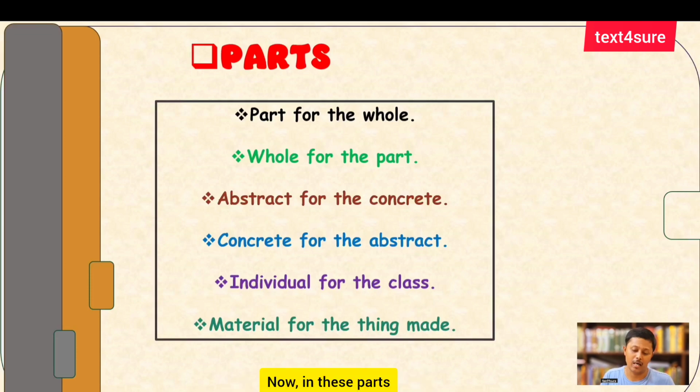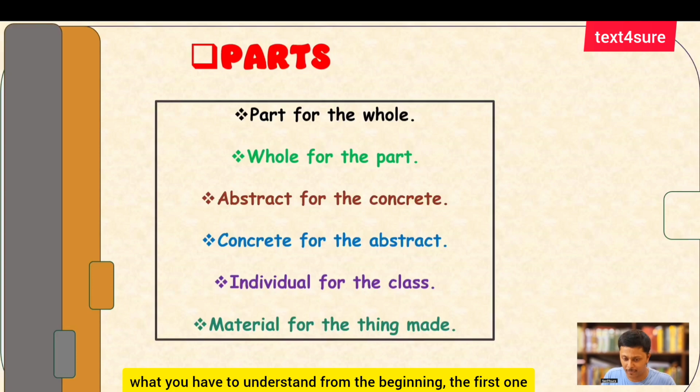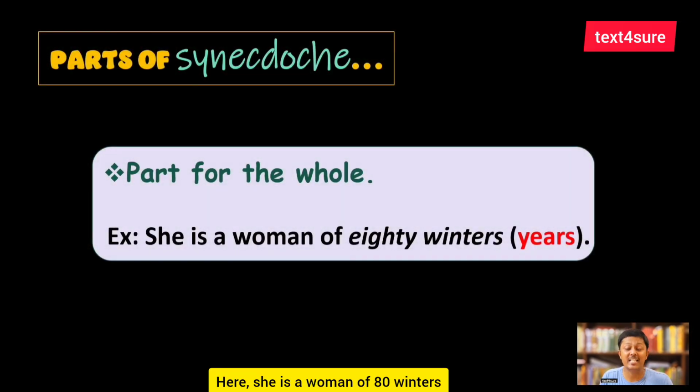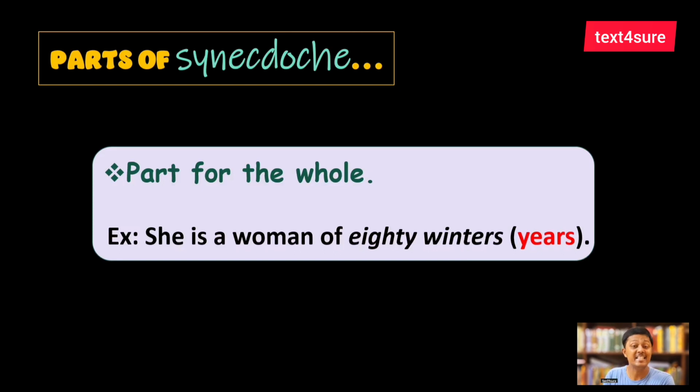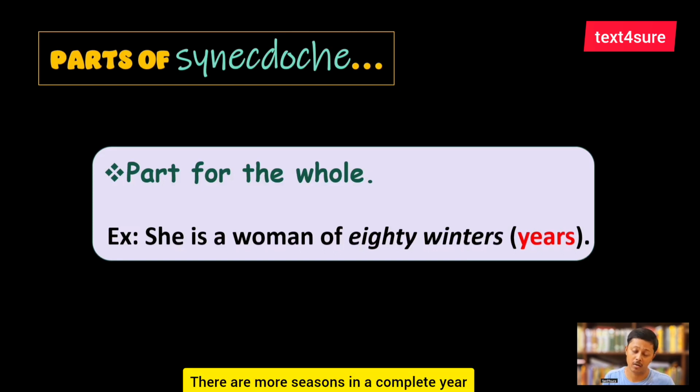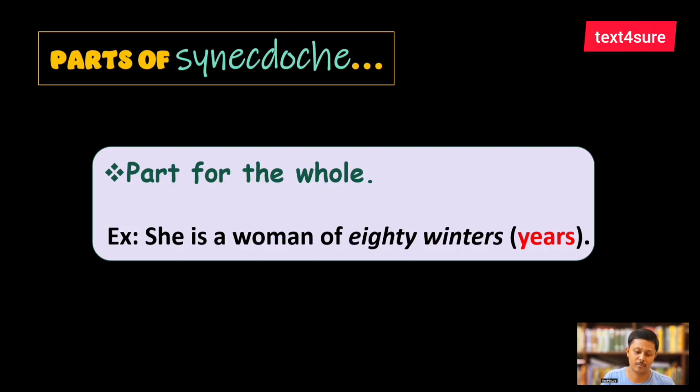Now, in these parts, what you have to understand from the beginning is the first one, part for the whole. Here, "She is a woman of 80 winters." See, winters is years. Winter is a part of the complete year. There are more seasons in a complete year, and 80 winters suggests 80 years. She passed 80 years. So this is the part for the whole. The whole is the year, and the part is winter.